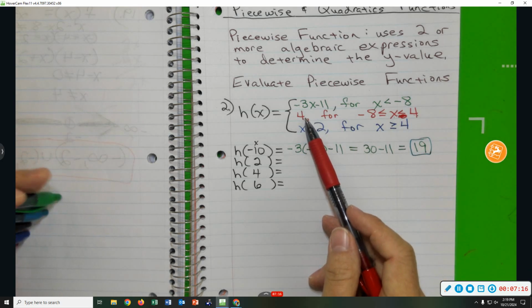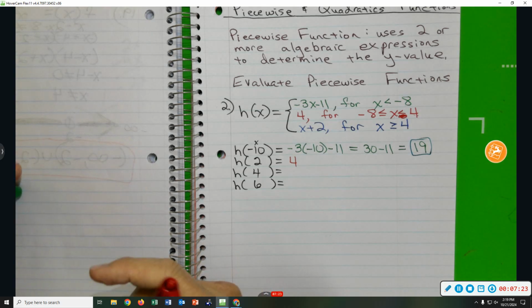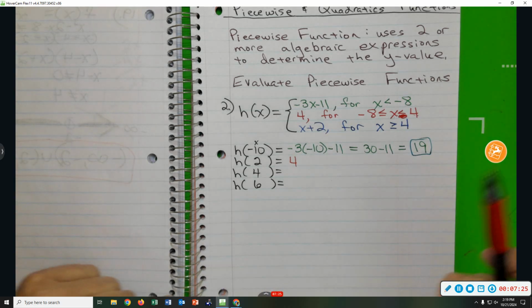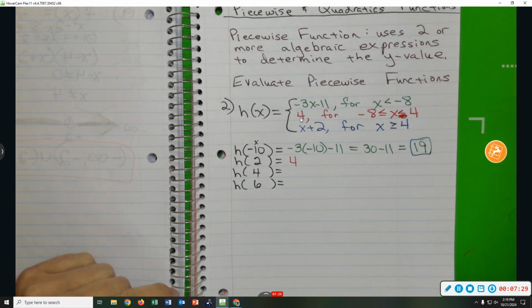Oh, this is nice. There's not a variable to plug into. The y value is just 4. Any questions on my logic there? It is a constant. This middle piece is a constant piece.